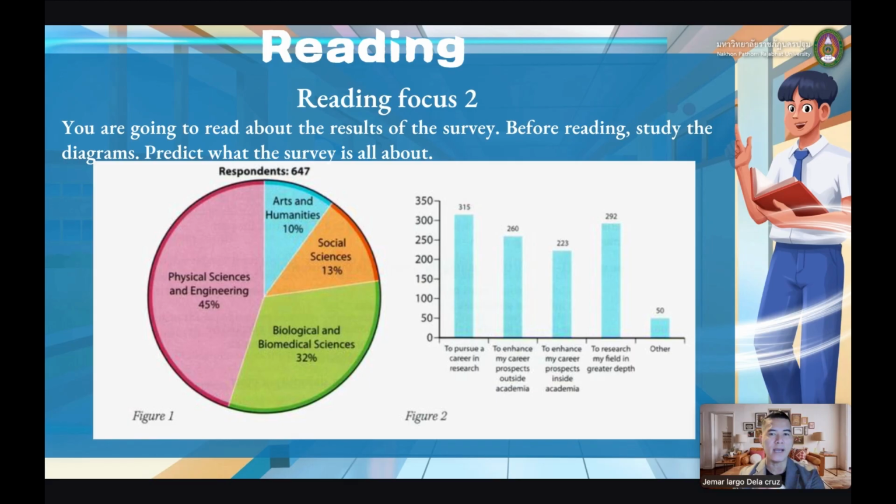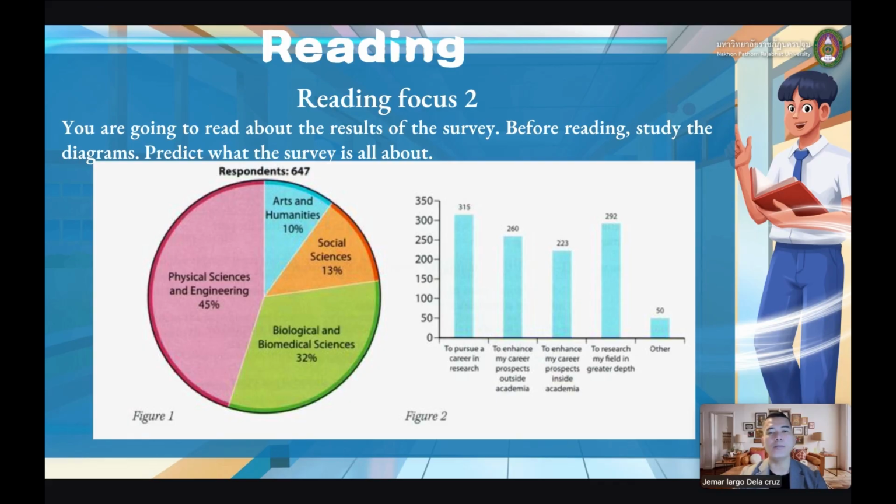So we have the pie chart, then we have the bar graph. So the respondents are 647 for the pie chart for figure 1. Arts and humanities 10%, physical sciences and engineering 45%, social sciences 13%, biological and biomedical sciences 32%. Obviously, the physical sciences and engineering is more than everything, so that's 45%.